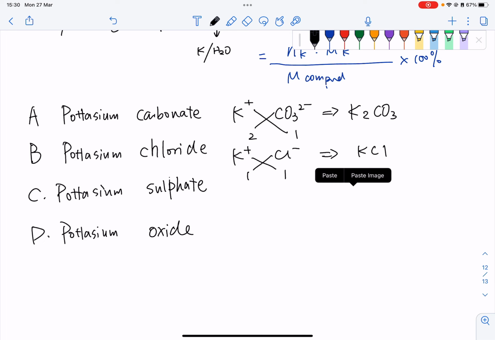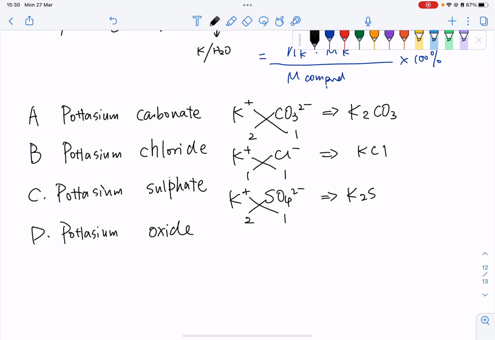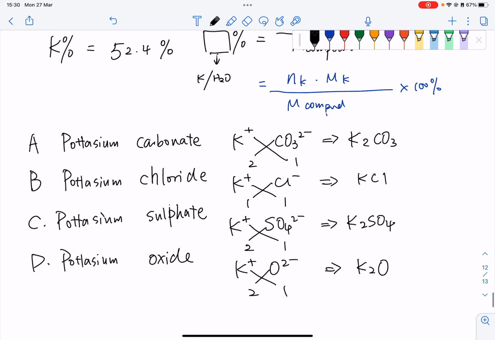And also sulfate. What's the charge for sulfate? If you don't remember, please pause here and do some revision on your book 1B, page 88. It will be SO4 2 minus, so 2 here and then 1 here: K2SO4. Potassium oxide will have O 2 minus, so we'll have 2 here, 1 here, and we get K2O. Now we are able to get all the chemical formulas for these compounds.